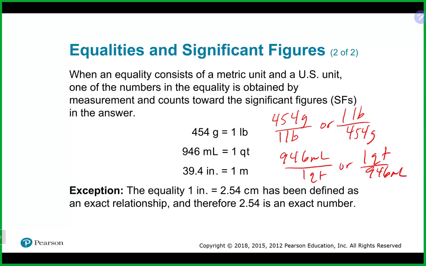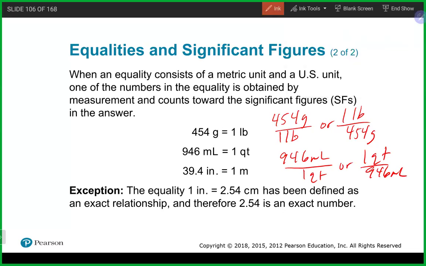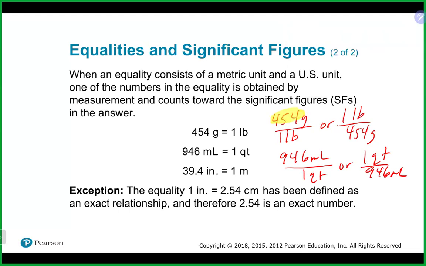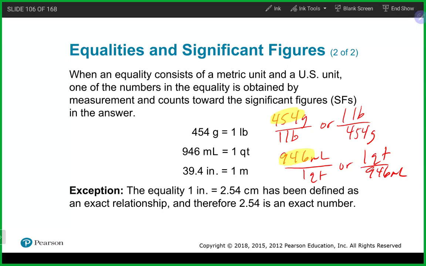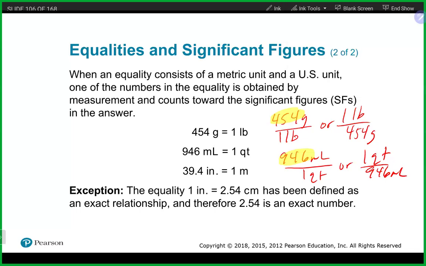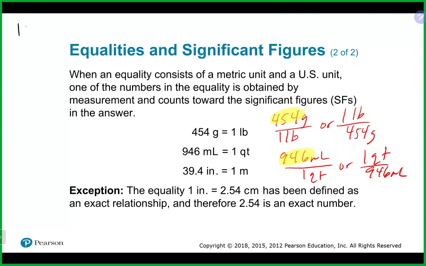When we go to count significant figures using these conversions, we again want to look at the actual one that's a number. So we would look at the 454 here, and it would count as 3 significant figures. We would look at the 946 here, and it would count as 3 significant figures. So what do I mean by this? Let's just say we had 12 milliliters, and we wanted to know how many quarts that was.